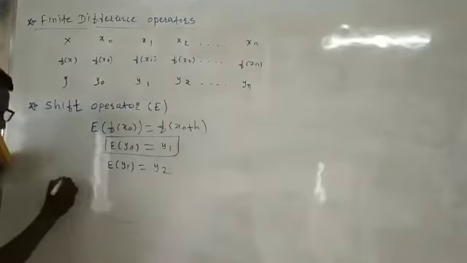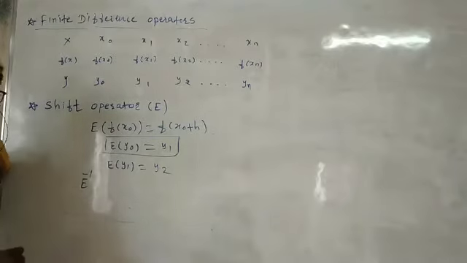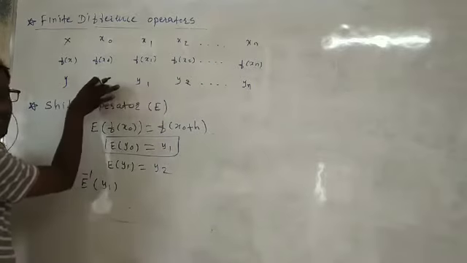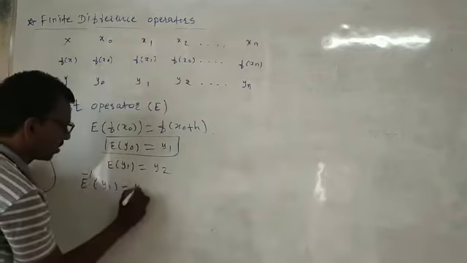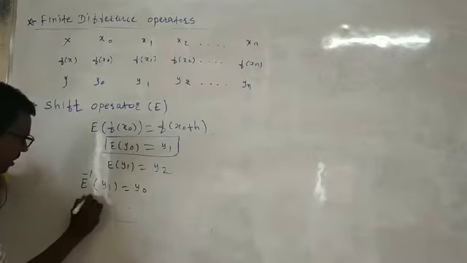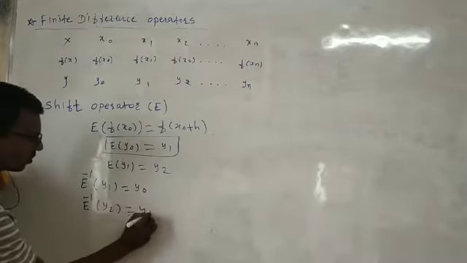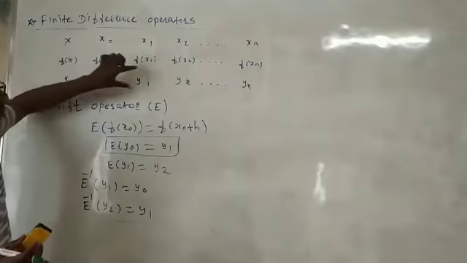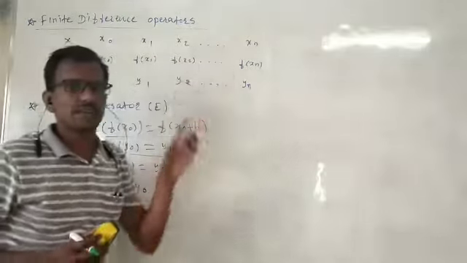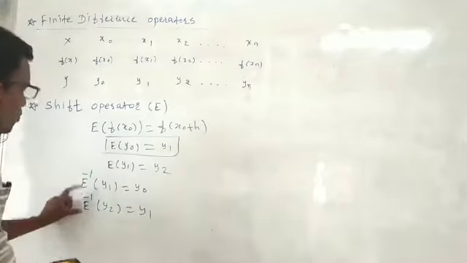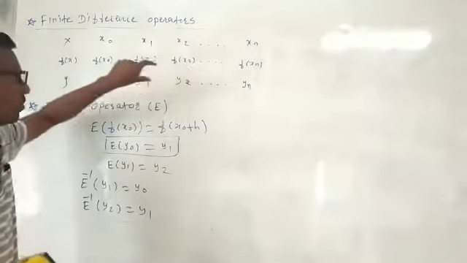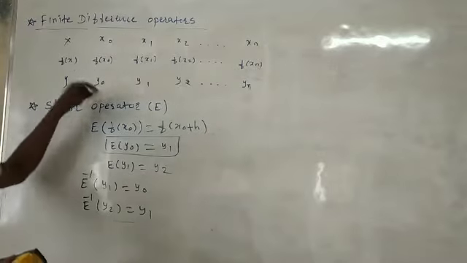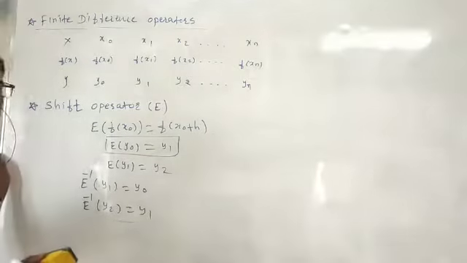Similarly, we can define the backward shifting operator, that is E raised to minus 1 of y1. Means this y1 is shifted to y0. That is the backward shifting operator. E raised to minus 1 of y2 is equal to y1. That is, the forward shifting operator: y0 is shifted to y1, y1 is shifted to y2, and so on. The backward shifting operator is E raised to minus 1 of, suppose, y2 is shifted to y1. E raised to minus 1 of y1 is equal to y0. E raised to minus 1 of y0 is again shifted to this side.